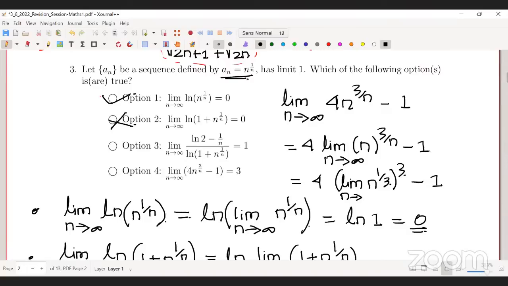As n tends to infinity, I know this is basically 1 upon n, so I know this limit is 1. So this is precisely 4 minus 1, which is 3. So that means option 3 is correct, and option 4 is also correct.